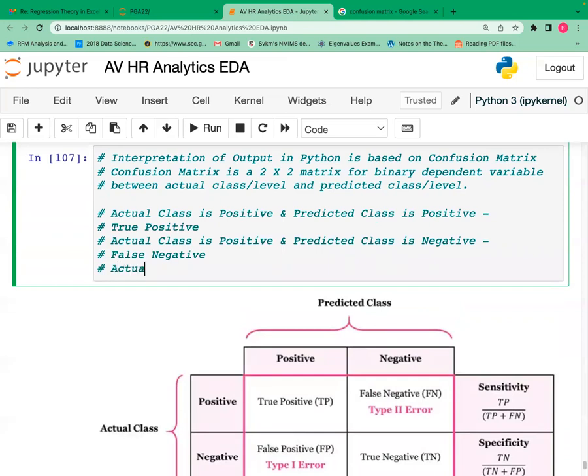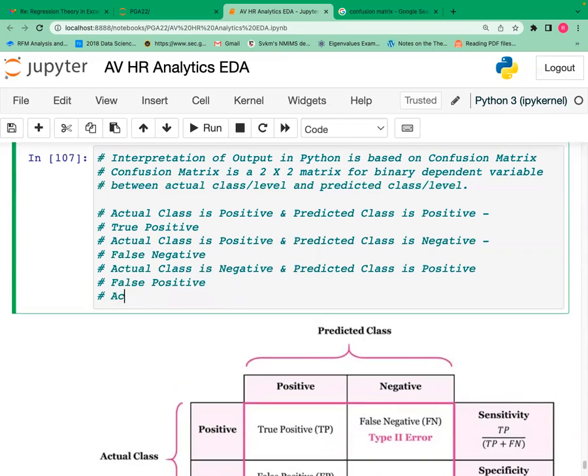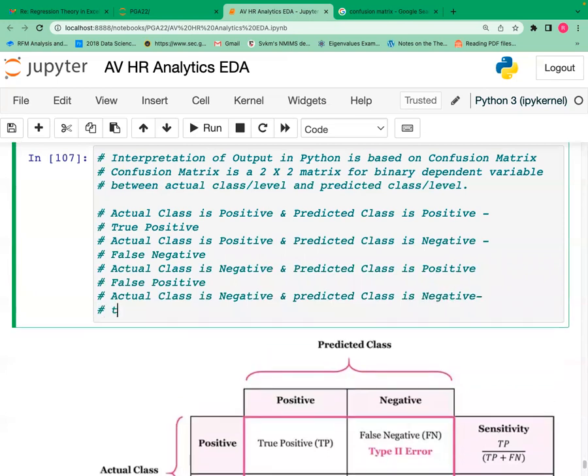Similarly, actual class is negative and predicted class is positive. We call this a false positive. Actual class is negative and predicted class is negative. We call this a true negative.